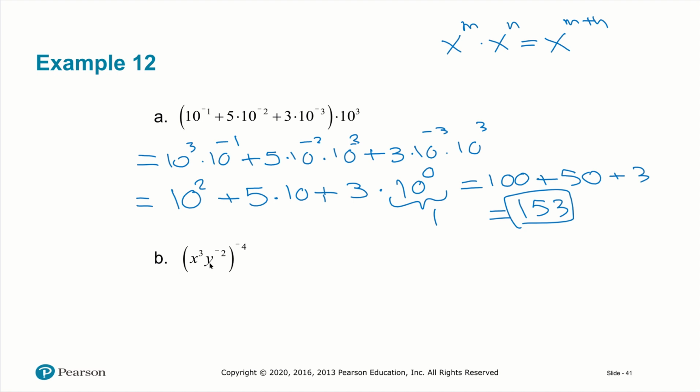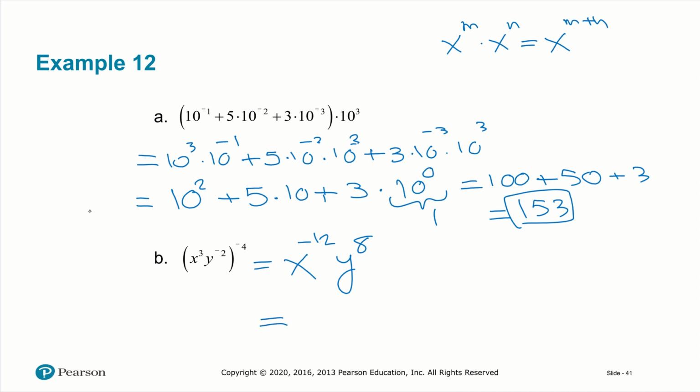All right. Make sure you try this next one on your own before you watch what I do. Okay. So basically, we're going to use the power rule on each, right? Remember, power rule says multiply the exponents. So we get x to the negative 12 times y to the what? Negative 4 times negative 2, that's positive 8.